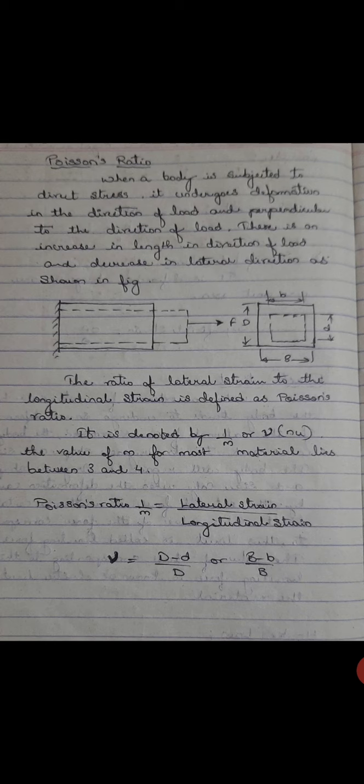So Poisson's ratio 1 by m is lateral strain upon longitudinal strain, or Poisson's ratio mu is capital D minus small d upon D for depth, or for the breadth it is capital B minus small b upon B.